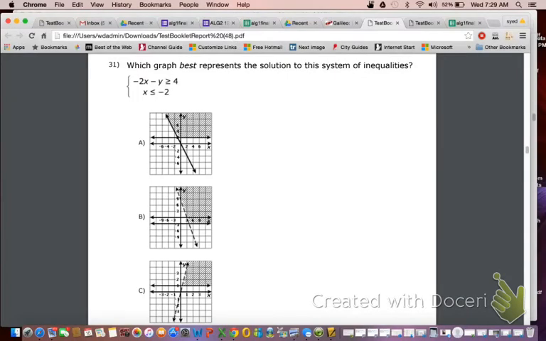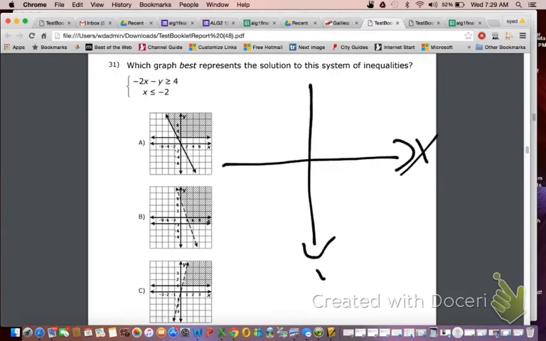Okay, this one, here's the way I would do it. I would do this one first. So, negative 2 times what is 4? And the answer is negative 2. Negative y times what is 4? And the answer is negative 4.